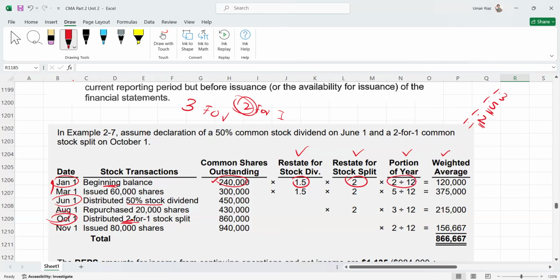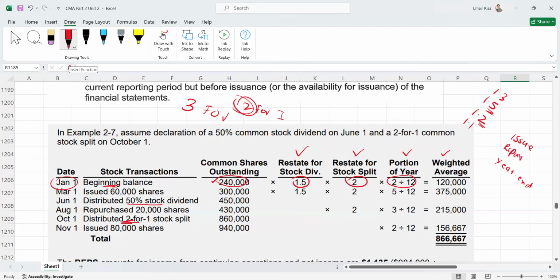multiply by the portion of year. How is the portion of year calculated? Again, when you calculate the portion of year from the current transaction, you will again see these three words only: issue date, repurchase date, or year end, whichever comes first.